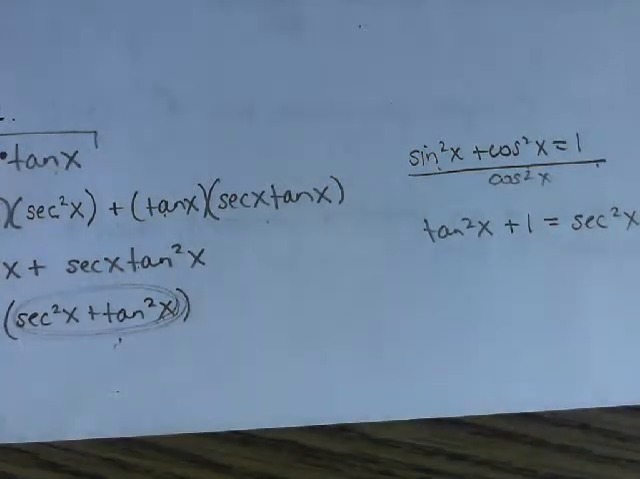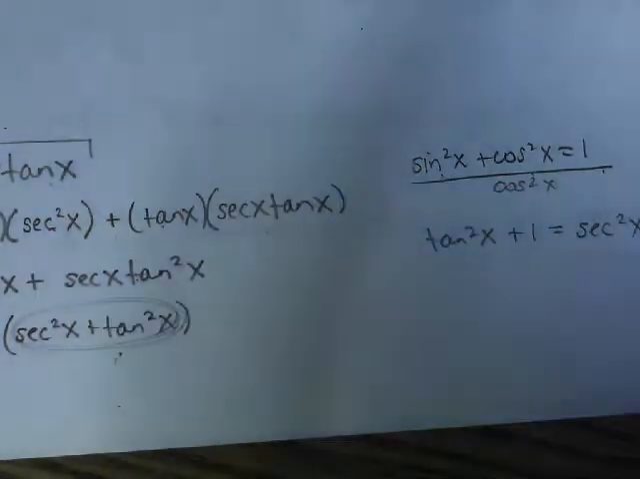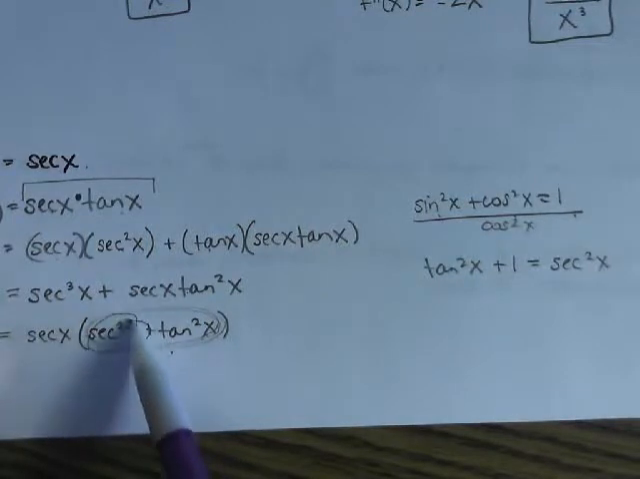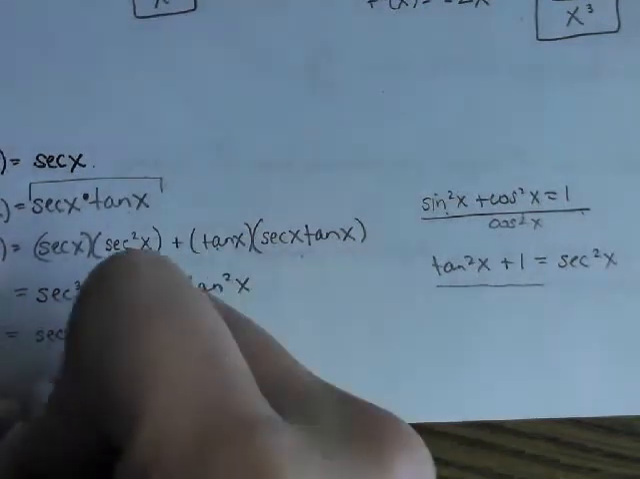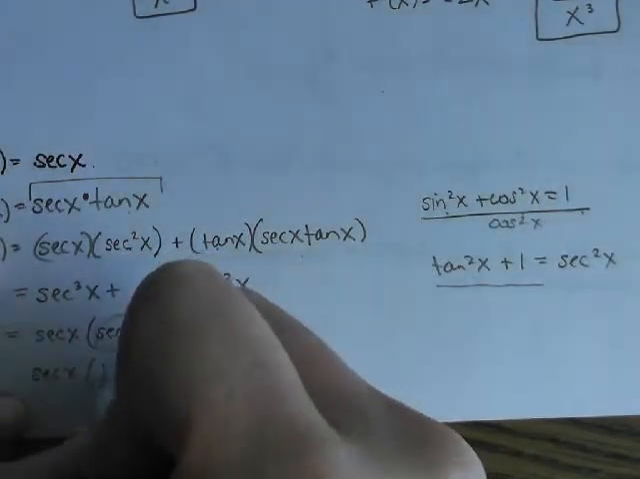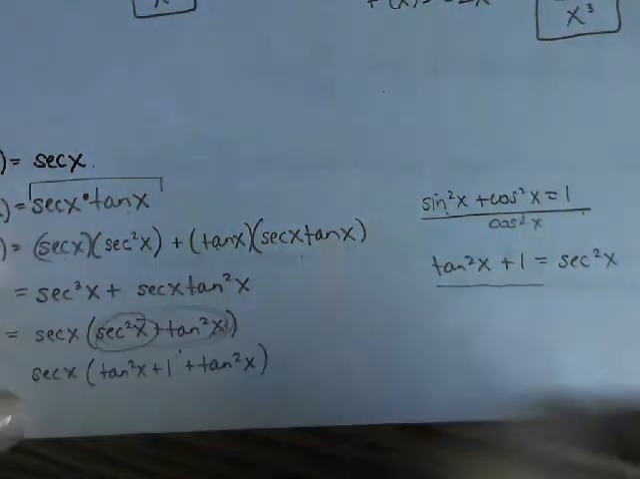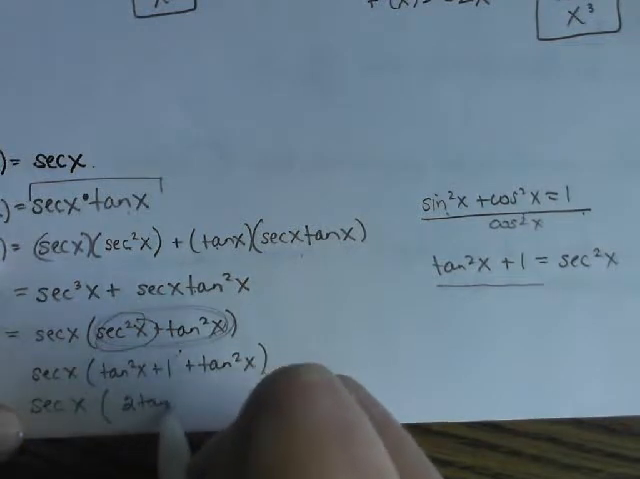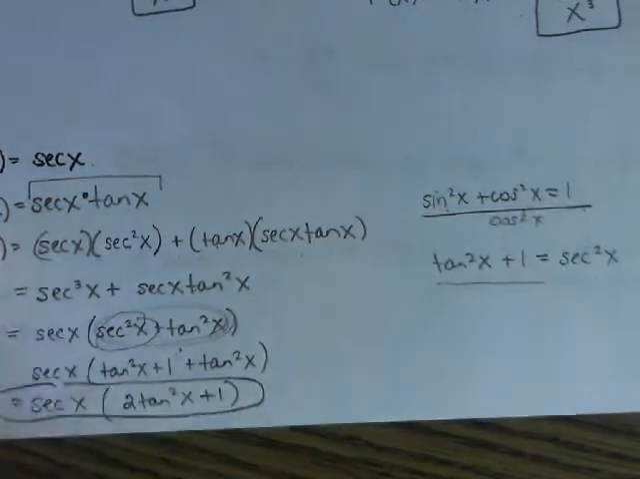But what I could potentially see is them taking out the secant squared and replacing it with tangent squared plus 1, which would make it 2 tan squared, which would be a little bit cleaner looking in my opinion. But just know that Pythagorean identities might be utilized to clean things up.